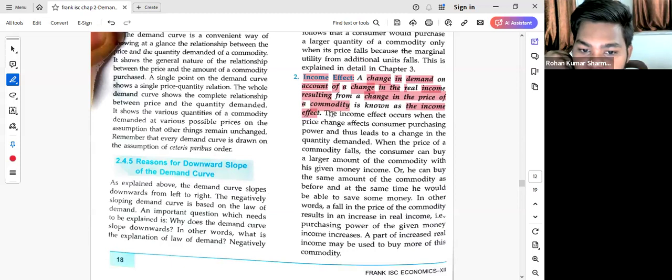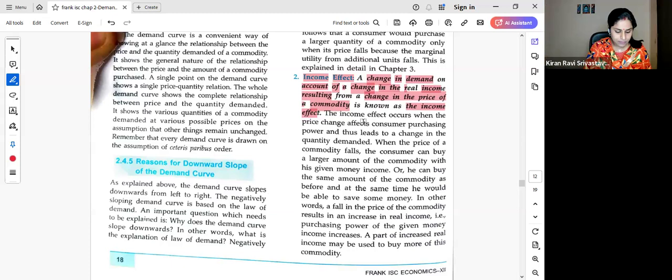And the purchasing power increased. What happened? The purchasing power is increasing here. So the income effect occurs when the price change affects the consumer's purchasing power. Previously my purchasing power was for only one burger. And now my purchasing power has increased from one burger to two burgers, not because my income doubled from 100 to 200. My income is the same 100, but in that 100, I am able to buy two burgers of 50 rupees each.